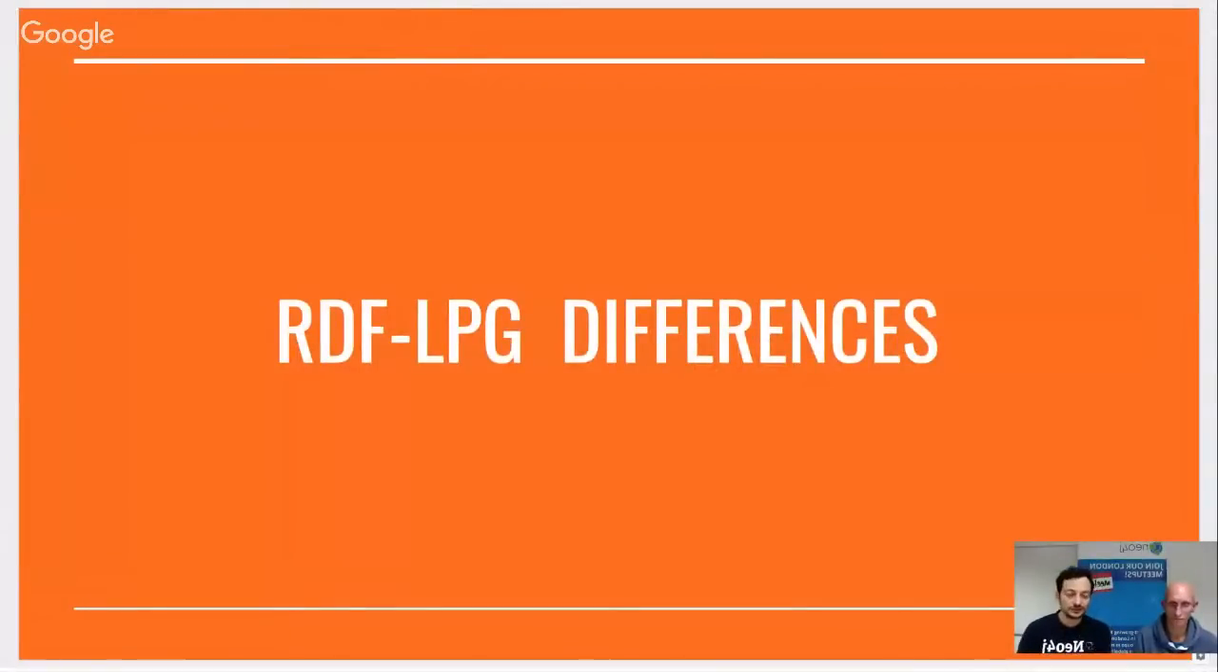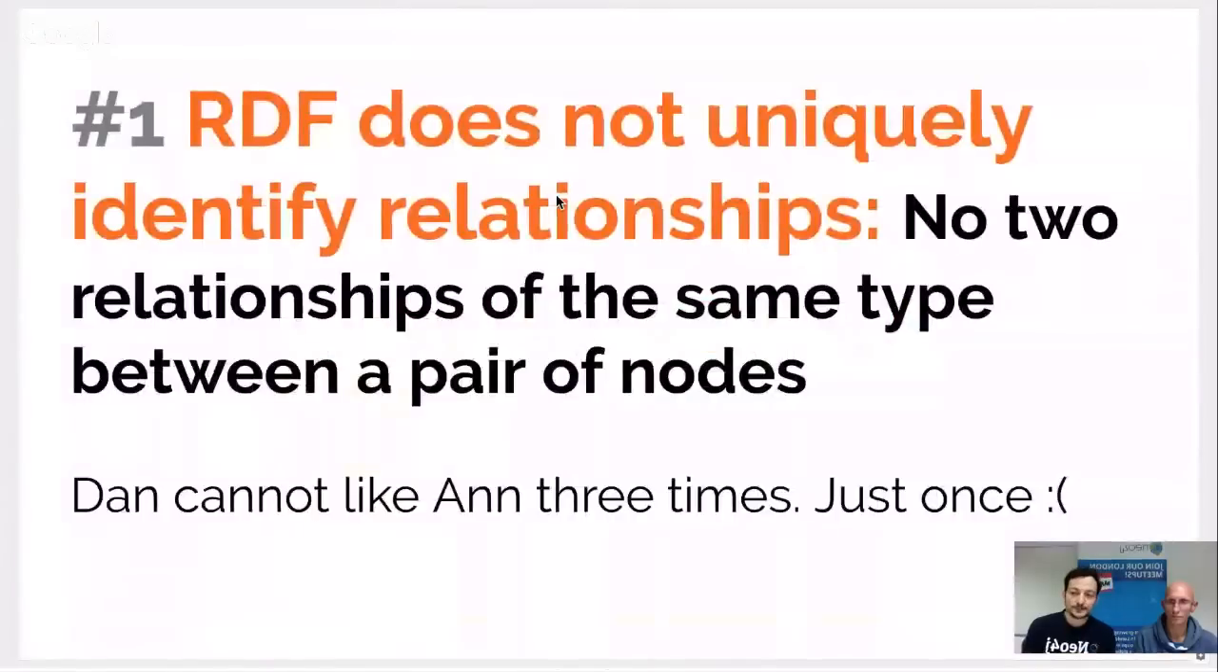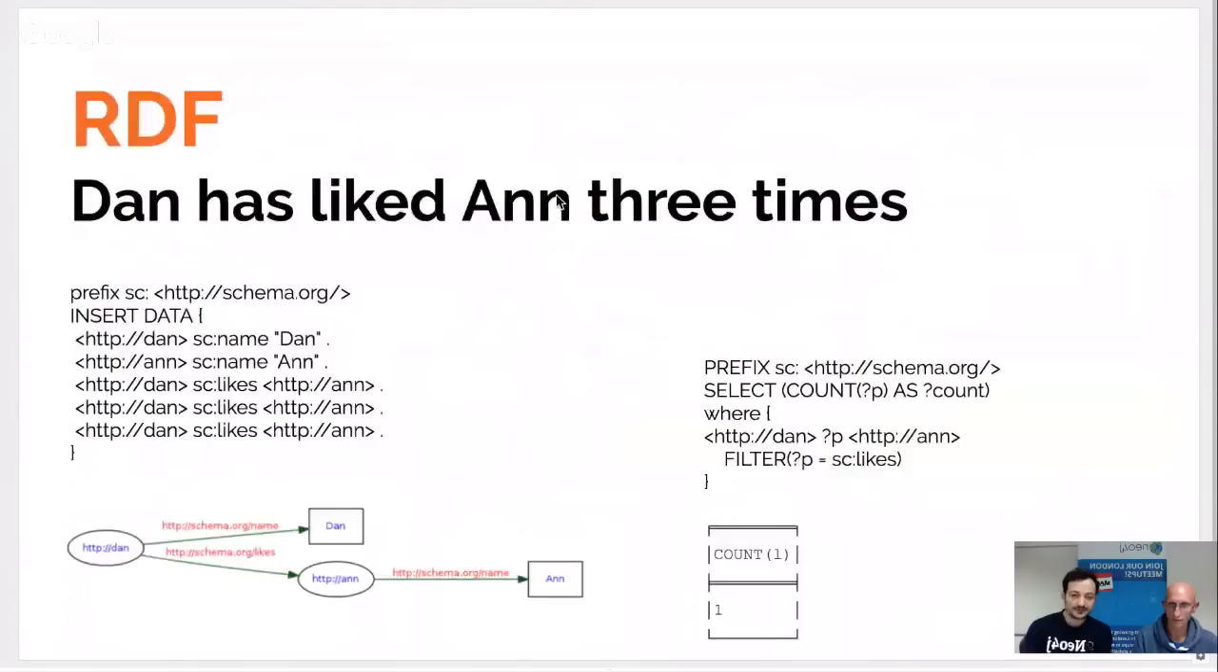What things can you do and can you not do in an easy way with both paradigms. So the first one is RDF. It does not uniquely identify relationships. Relationships are what in the label property graph we would call the type. The implication is that you can't have two instances of the same relationship between two given nodes, and we can see that in an example.